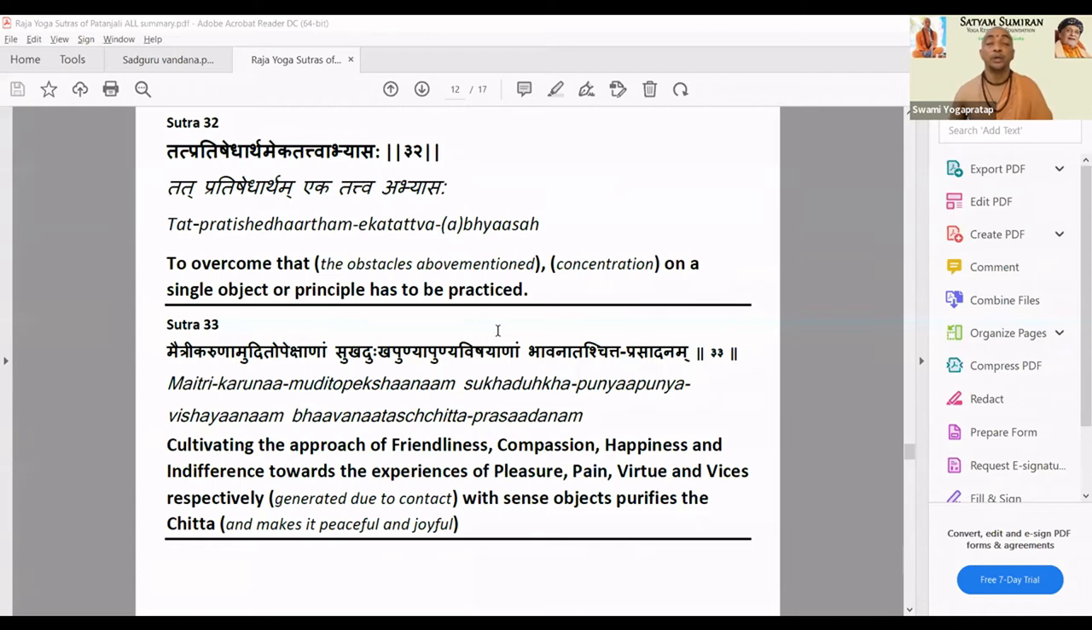So when we are doing sadhana, you do concentration on one object. But beyond that, what do we do? During the day, cultivate this pratipaksha bhavana.